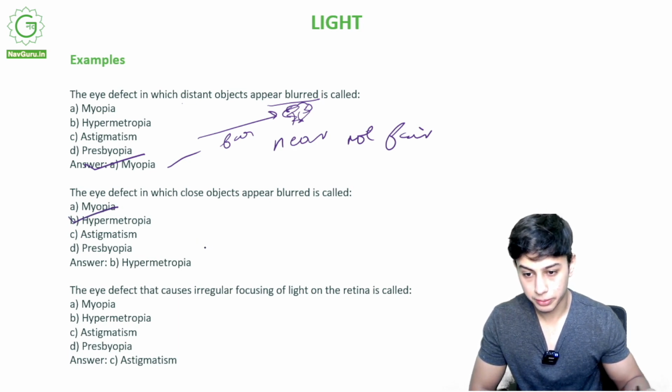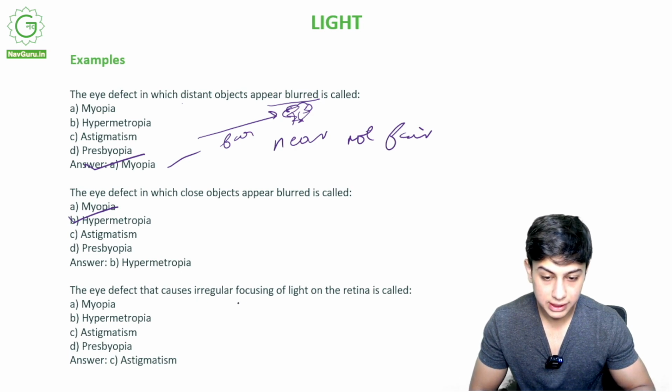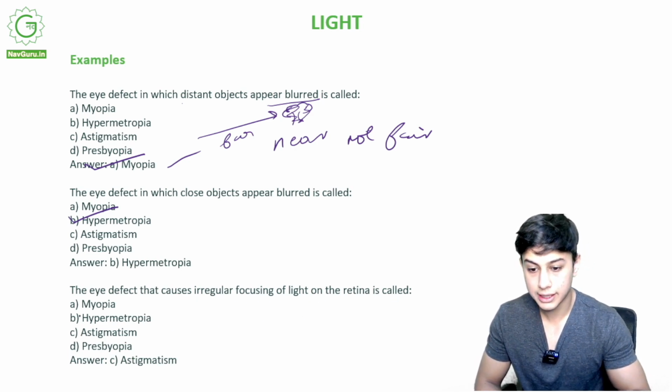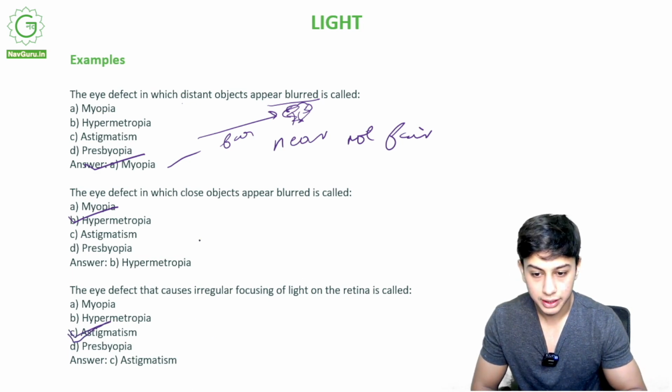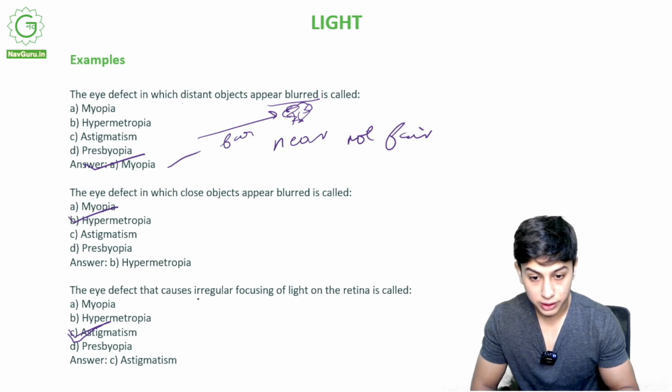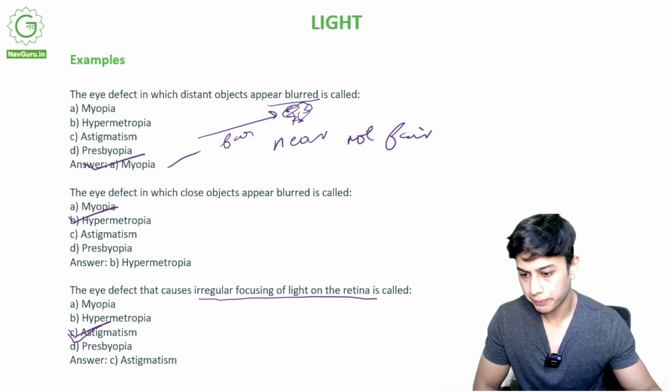Alright, hypermetropia. The eye defect that causes irregular focusing of light on the retina is called astigmatism. If you go back to the notes, I have told you about astigmatism, that is the eye defect that causes irregular focusing of light on the retina. Alright.